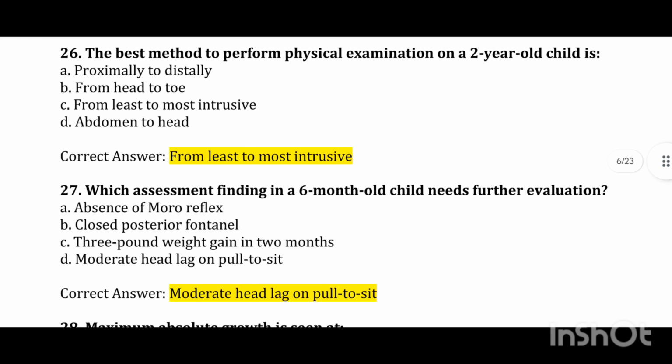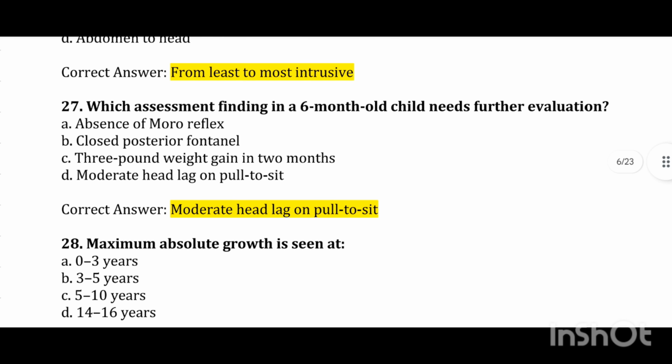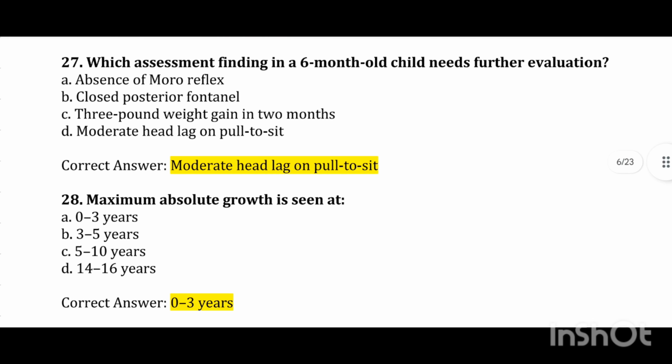So next comes question number 28. Maximum absolute growth is seen at which years? 0 to 3 years, 3 to 5 years, 5 to 10 years, then 14 to 16 years. So for this question the answer is option A, that is 0 to 3 years of age, that absolute growth is seen in a baby.